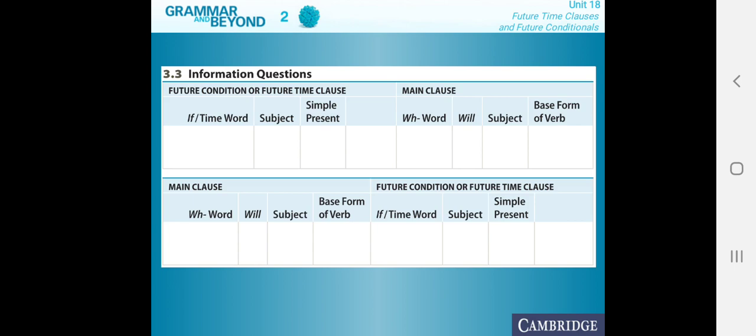Now, how do we create information questions? Basically, we are going to keep the same if clause, if you finish this class, but this time we are going to add a WH word in the main clause. For example, what will you do? If you see, the only difference is that we add a WH word. In this case, what? If you finish this class, what will you do?